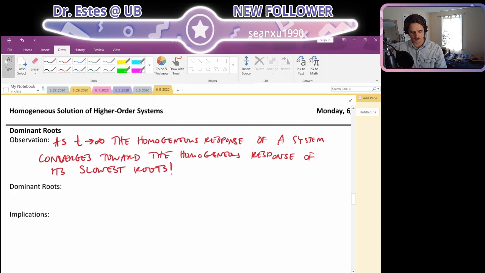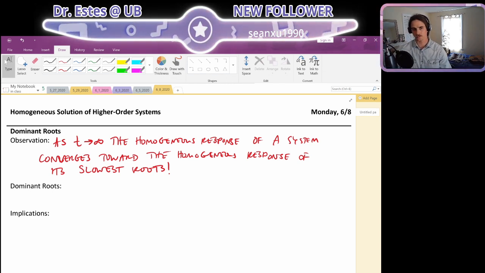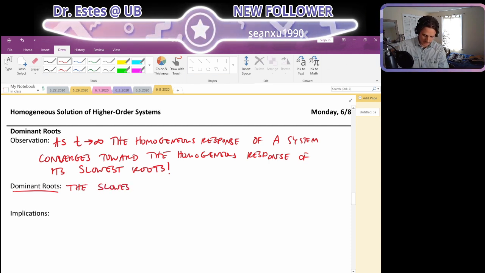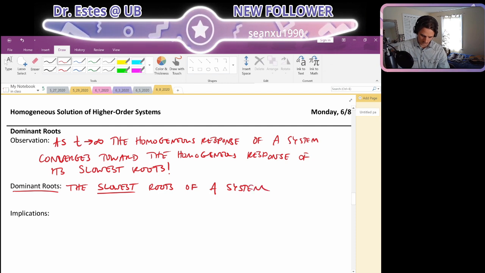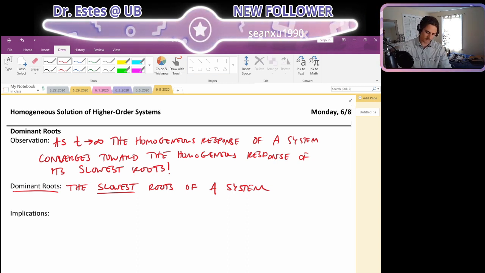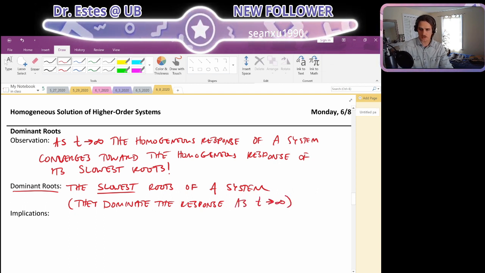And the reason that happens is because the fast roots go to 0. They get to that final value, and then they don't add anything anymore. So you're just left with the slow roots. That's why we call the slowest roots the dominant roots. Because they dominate the response eventually. They dominate the response as time marches on.